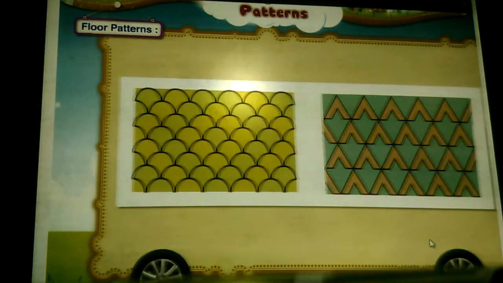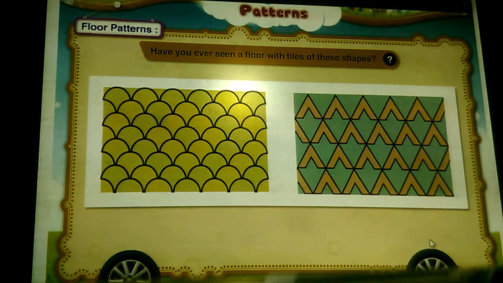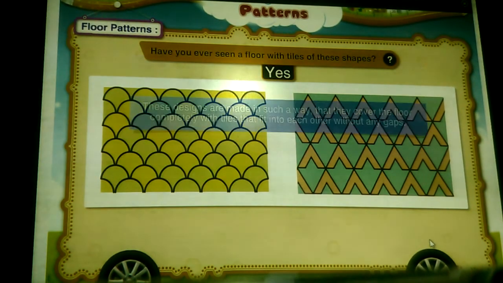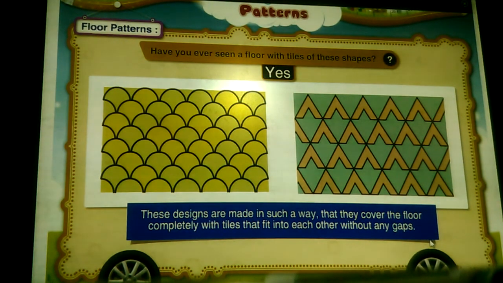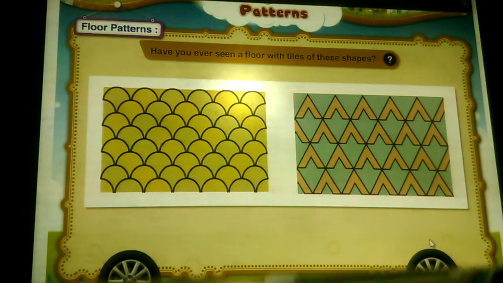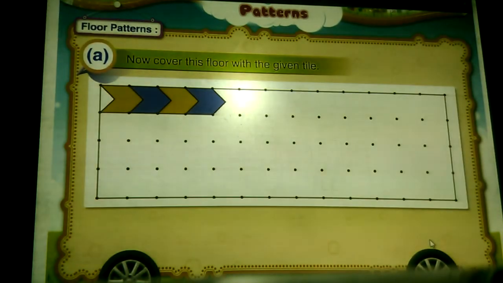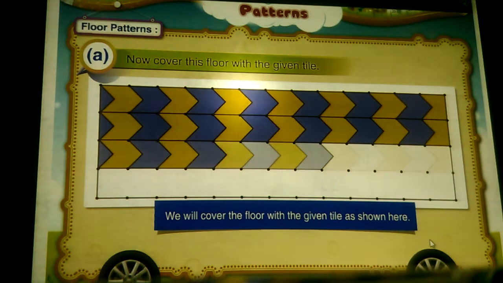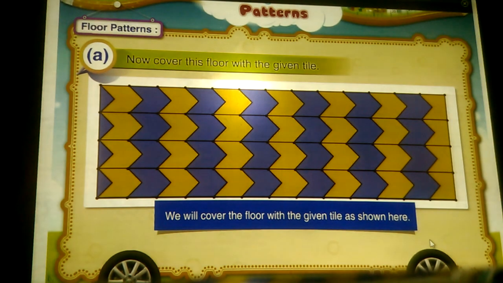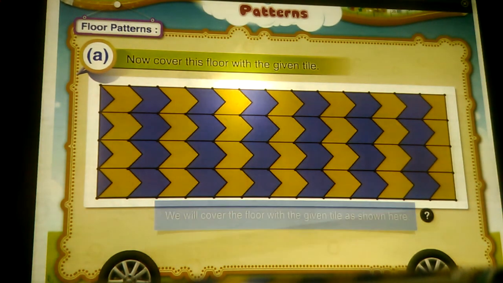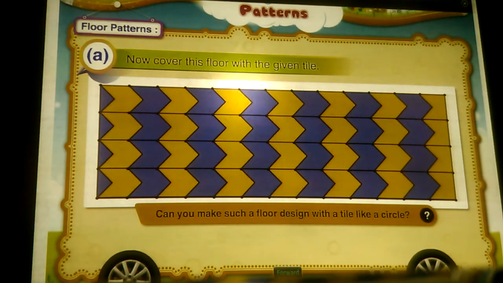Floor patterns. Have you ever seen a floor with tiles of these shapes? Yes. These designs are made in such a way that they cover the floor completely with tiles that fit into each other without any gaps. A. Now cover this floor with the given tile. We will cover the floor with the given tile as shown here. Can you make such a floor design with a tile like a circle?